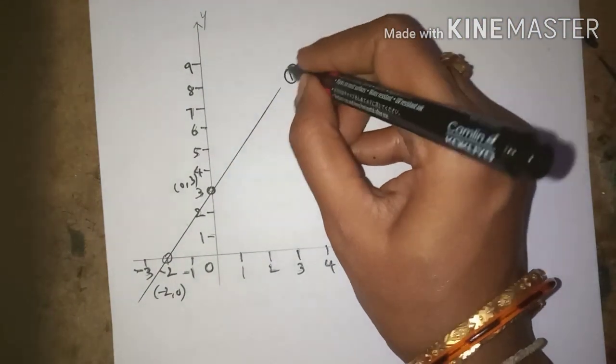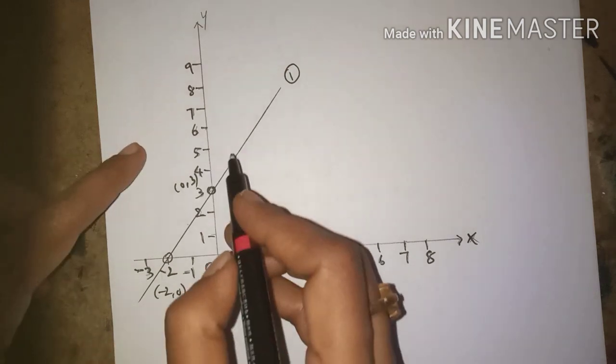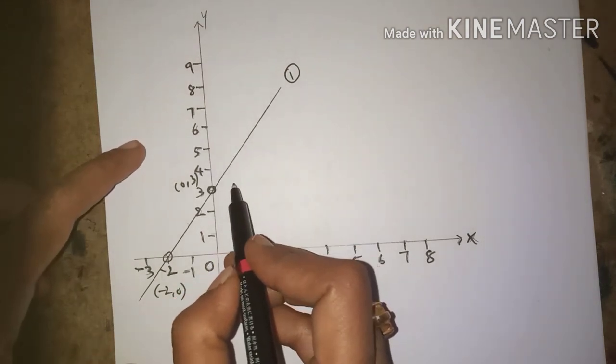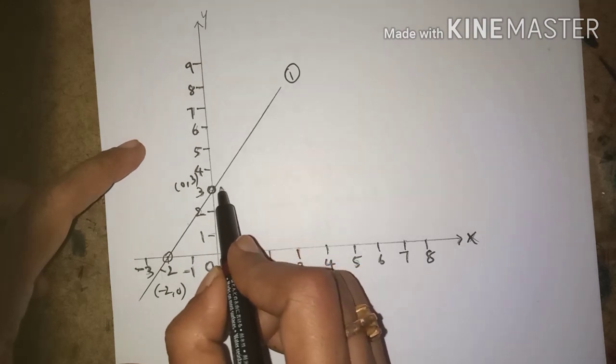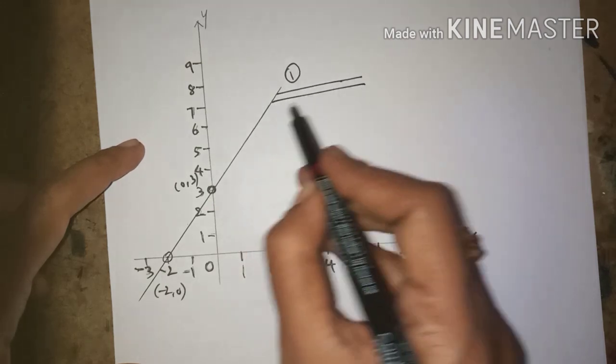Now this is the first constraint. The first constraint has a less than or equal to symbol. The shaded region will contain the origin. I'll draw horizontal lines.